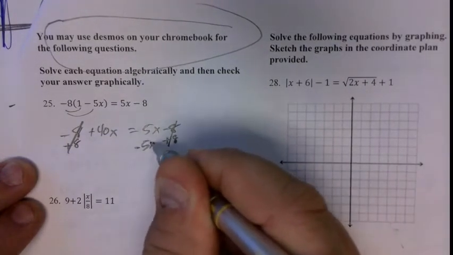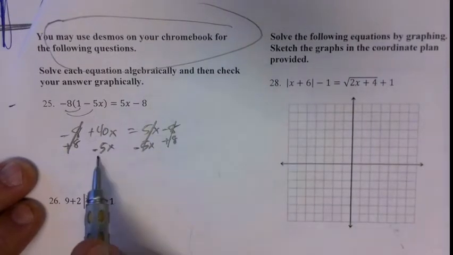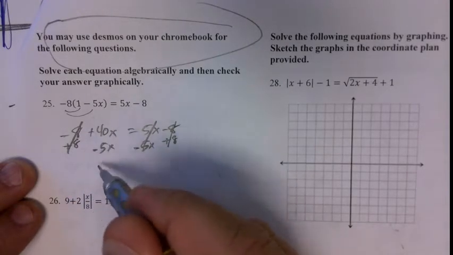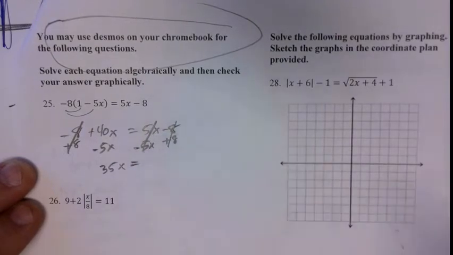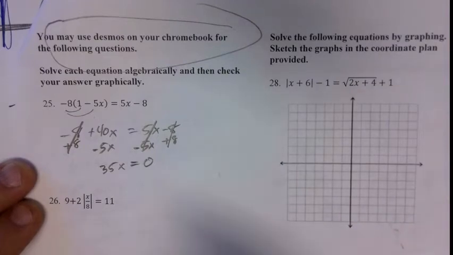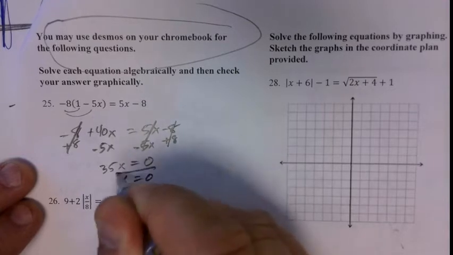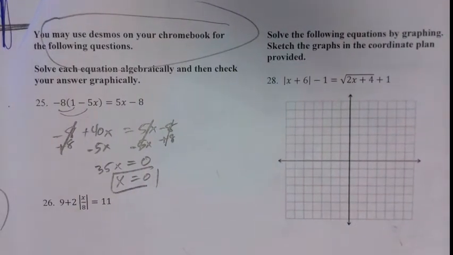That kills that out too. And then I'm going to subtract the 5x from over here. So I want to get all my x's on the left, all my numbers on the right. 40 minus 5 is 35x equals 5x minus 5x is gone. -8 plus 8 is gone. And I get 0. And if I divide by 35 on each side, I'm going to get x equals 0. Okay, cool. Now, let's go to Desmos.